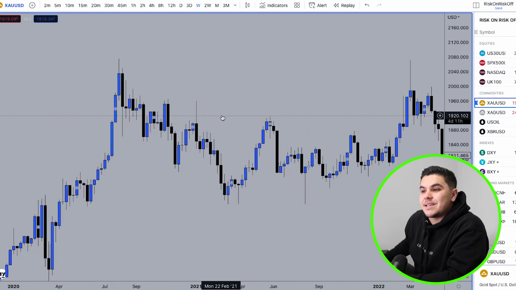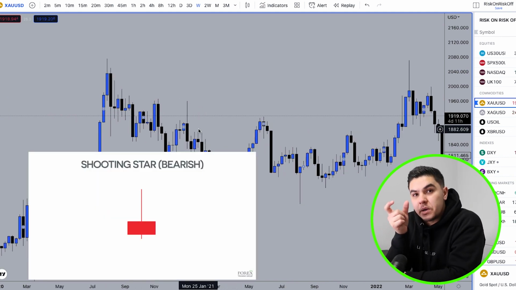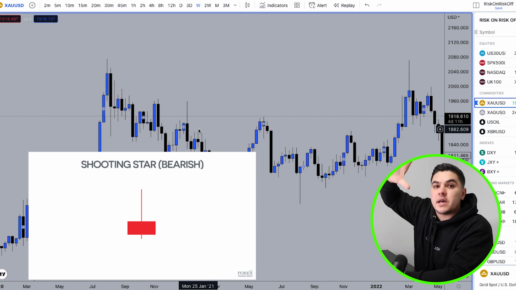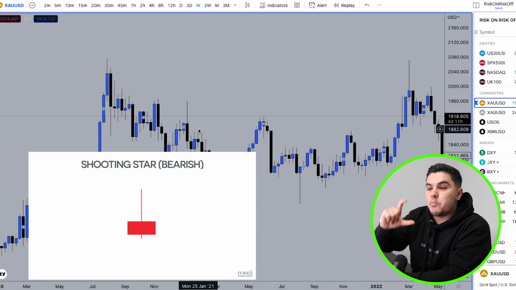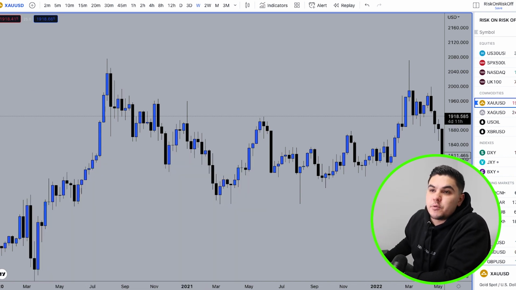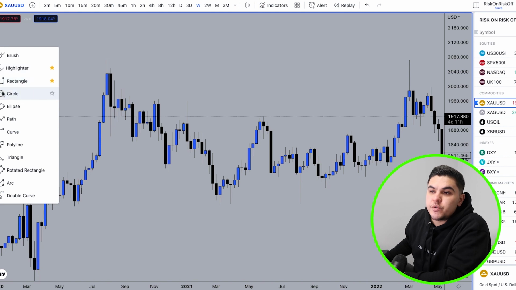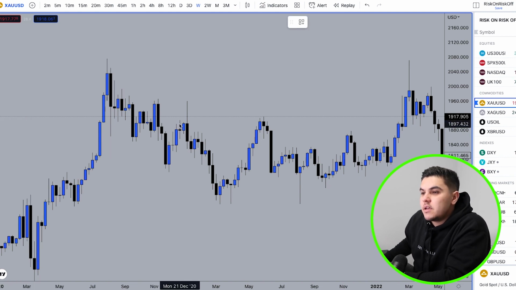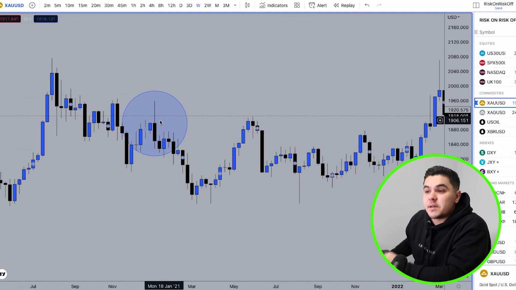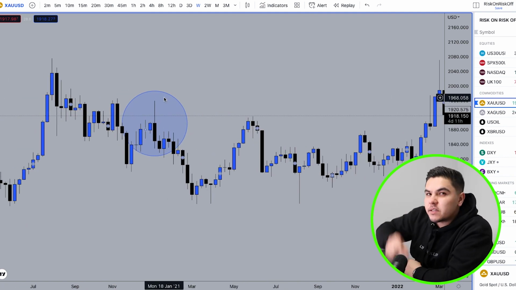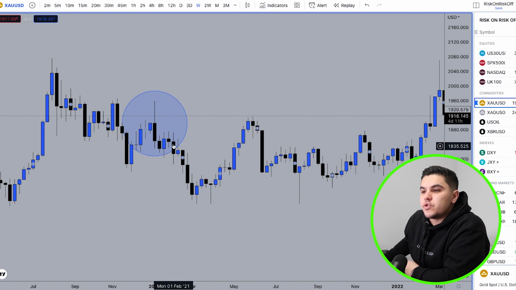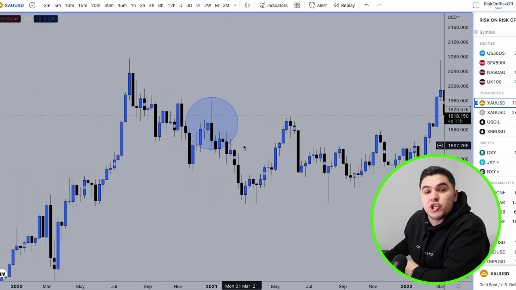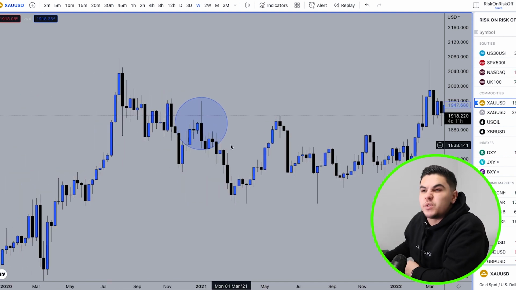A shooting star is a candle that is very, very similar to a hammer. However, it's just the inverse. A shooting star has this massive wick to the upside and a very aggressive bearish body to the downside. So a beautiful example of a shooting star over here, simply a wick to the upside, right? Let's move that slightly. A wick to the upside, and this massive bearish candle thereafter. You usually tend to have some bearish selling pressure afterwards upon a correction.